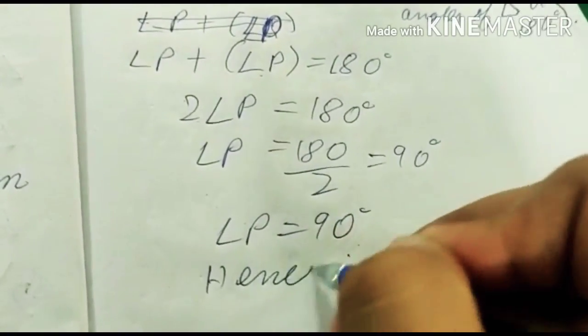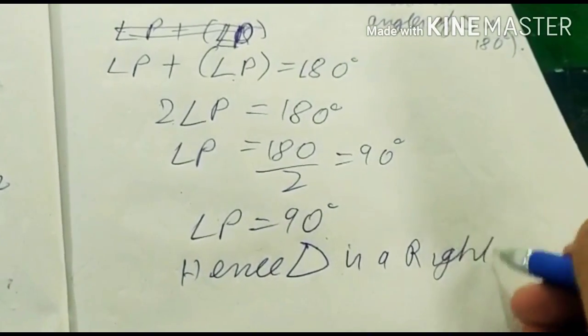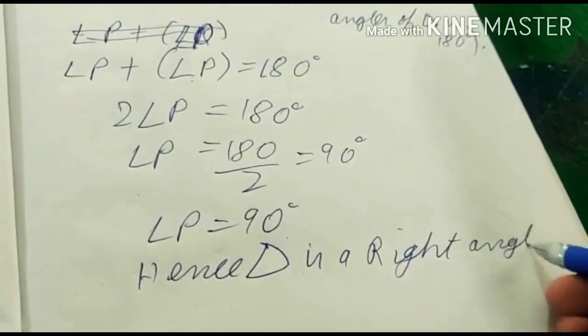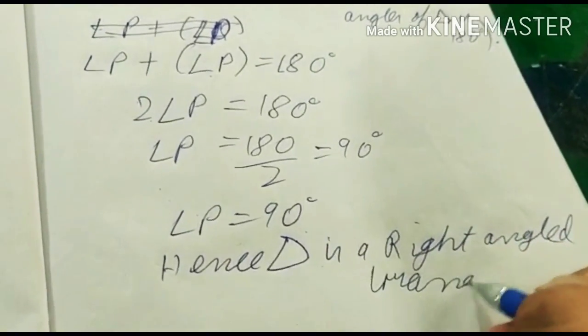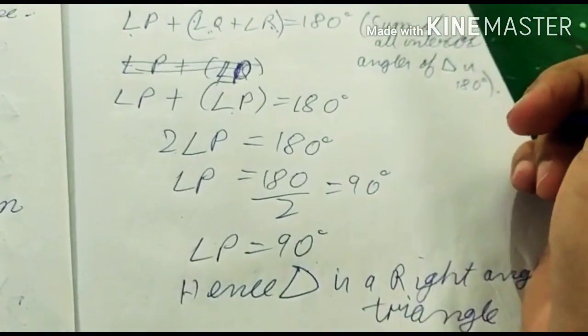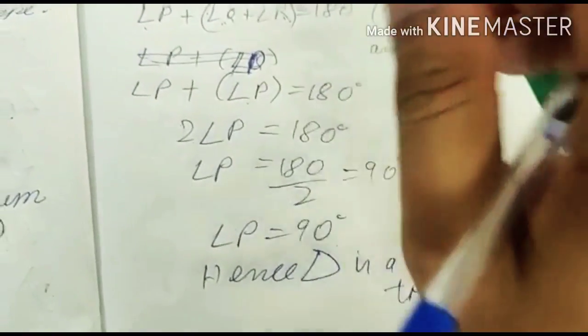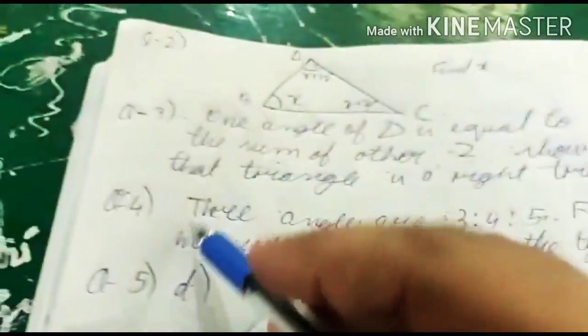Hence the triangle is a right angled triangle, because one angle is equal to 90 degrees. Any one of the angles of the triangle has come out to be 90 degrees. So this triangle is a right angled triangle. Okay. So our question number 4 here.